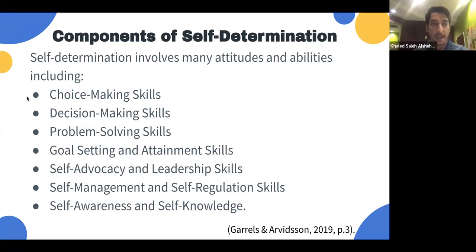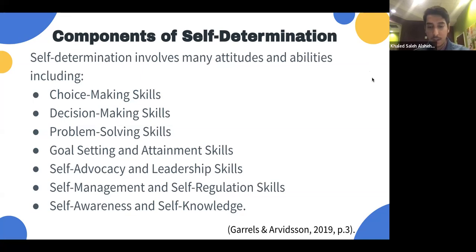I know each point here needs one presentation or a lot of work to describe it. I try to give you an idea about all of this, like goal setting and the problem solving skills. It's the process of identifying a problem, finding a solution, and understanding the advantages and disadvantages of the solution.